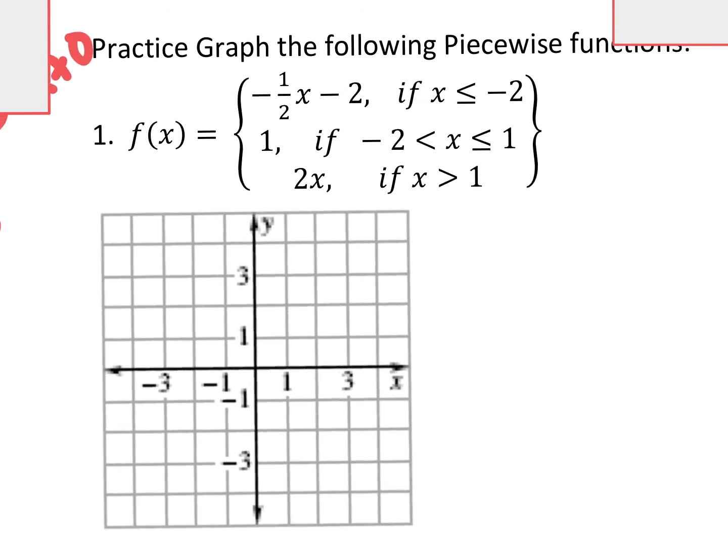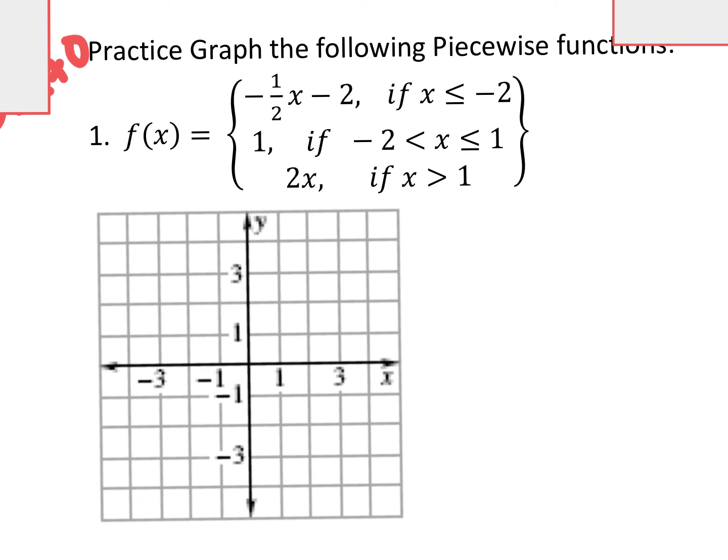Moving on to this guy over here. So once again, when they give me a f of x piecewise function, I like to take one piece at a time, and I like to rewrite them. So I'm going to highlight that in red. I'm going to rewrite it in red: y equals negative 1/2 x minus 2.